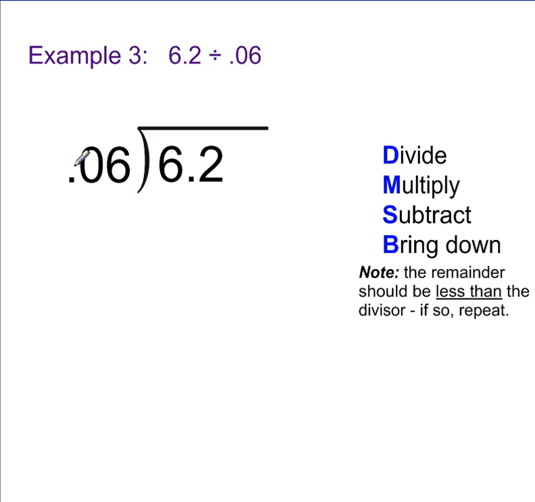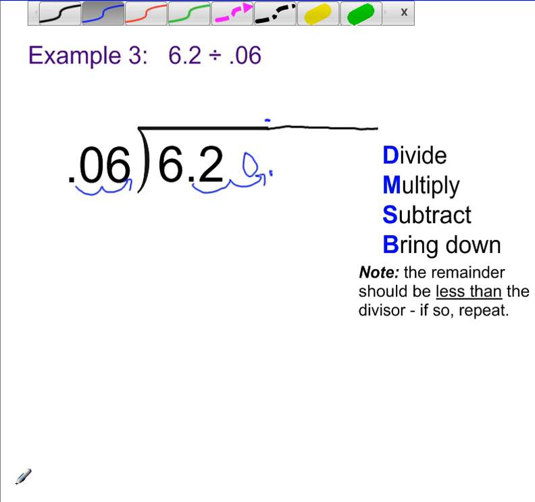In my final example, I have 6 2/10 divided by 6 100. Now my divisor has 2 decimal places, so I need to move this 2 places. And here on the inside, I need to move this 2 places also, which requires me to add 1 0. It's always a good idea to put the decimal point in your answer immediately. So now I'll proceed with the division.